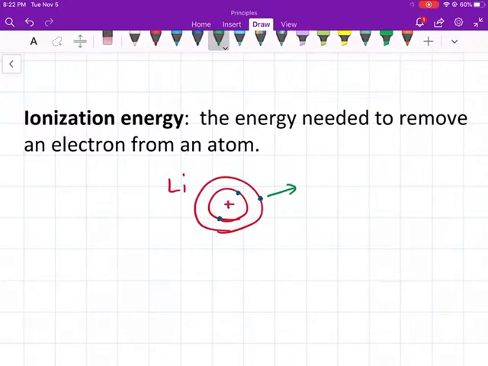How positive is the nucleus? So how many protons are there? And then how close is that nucleus to that electron that it's holding on to? So if you remember what we just talked about with atomic radius, everything to the left-hand side of the periodic table within a row are bigger atoms. And they also have fewer protons.